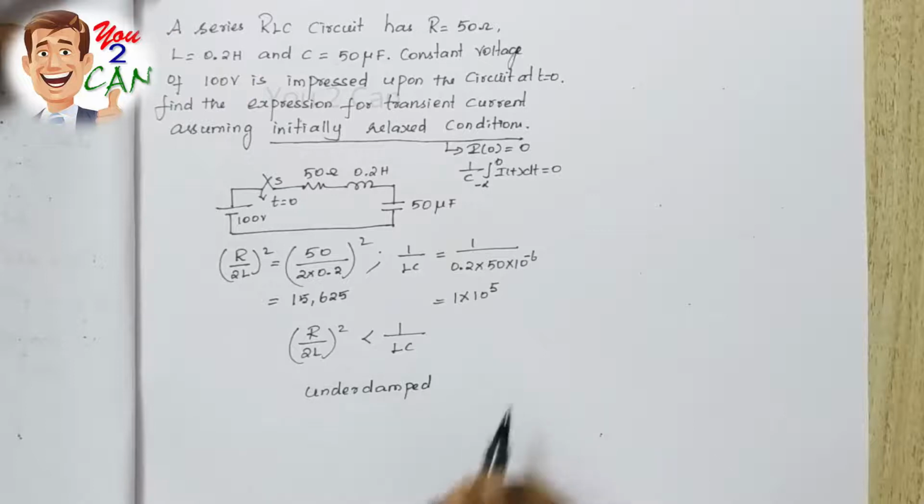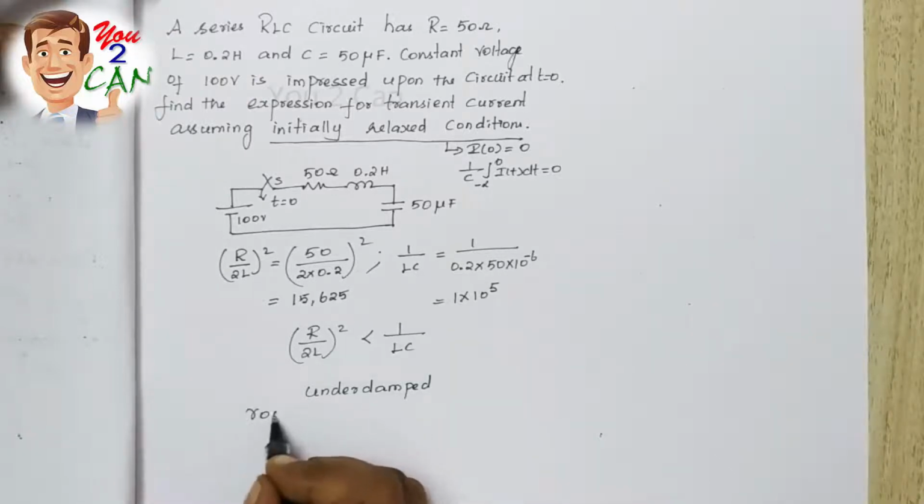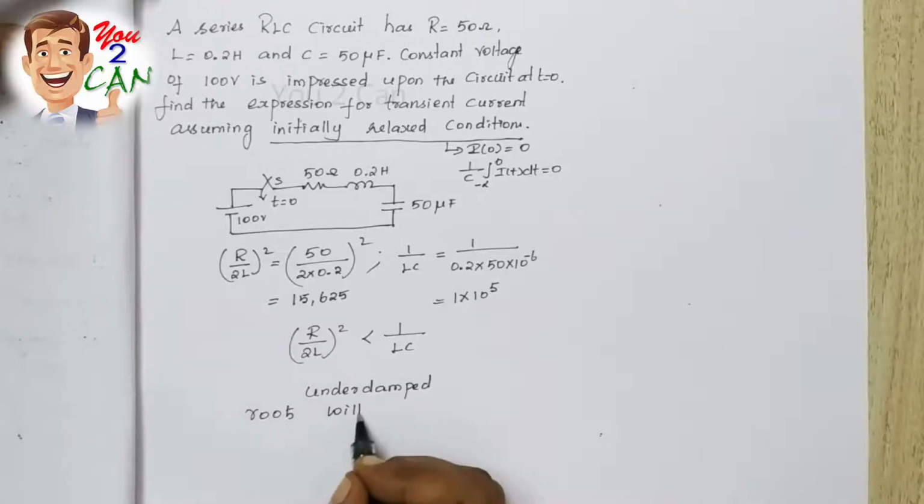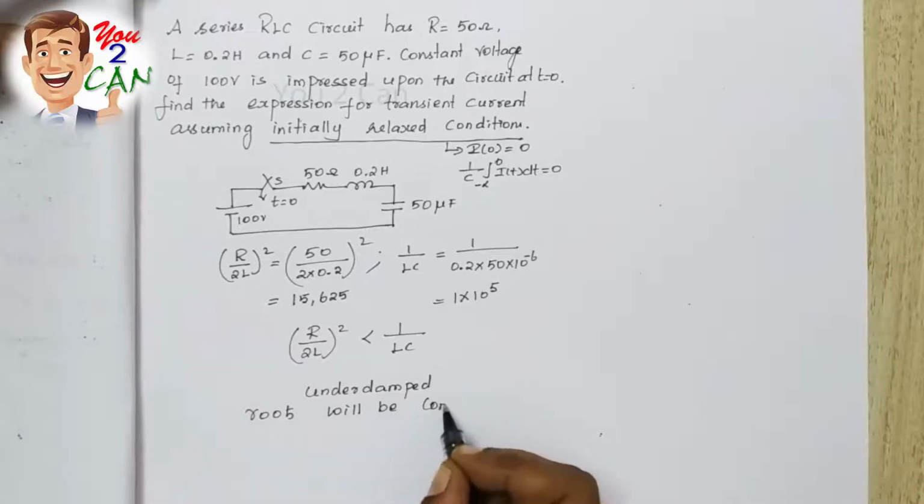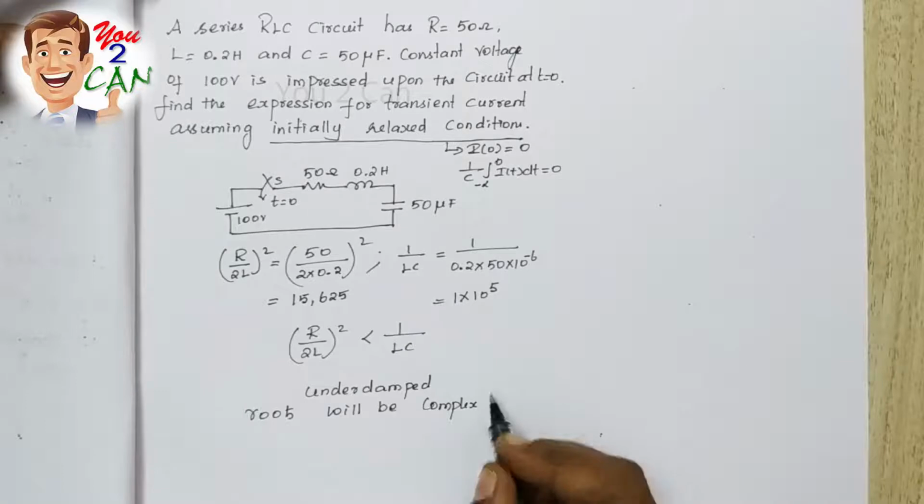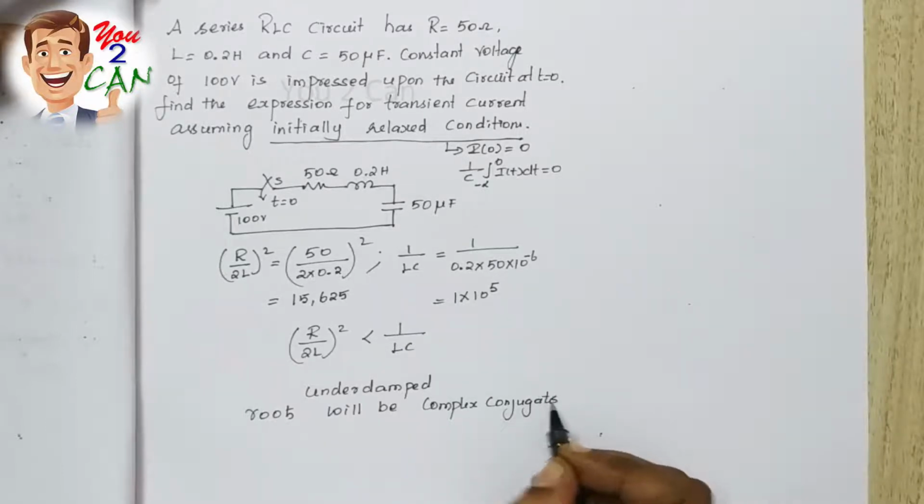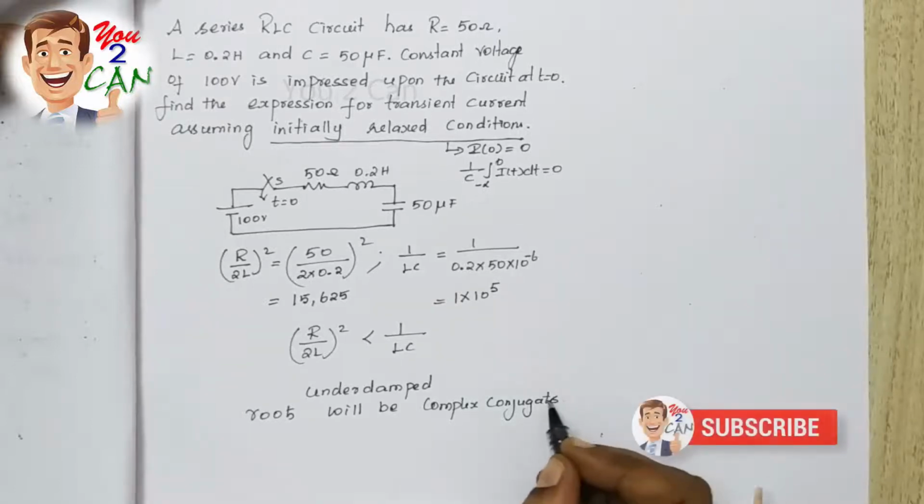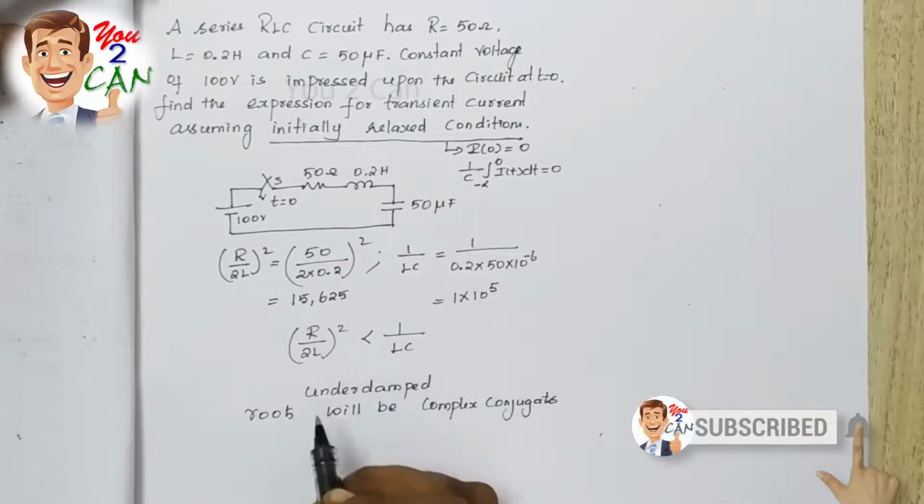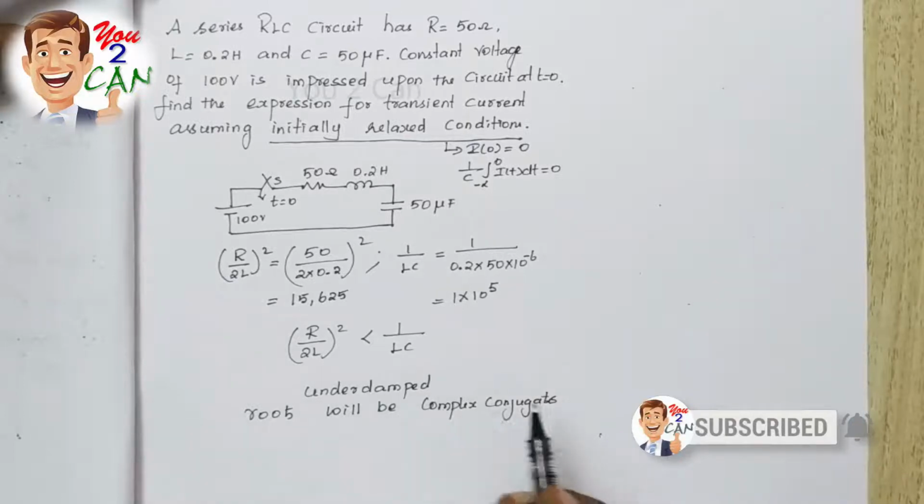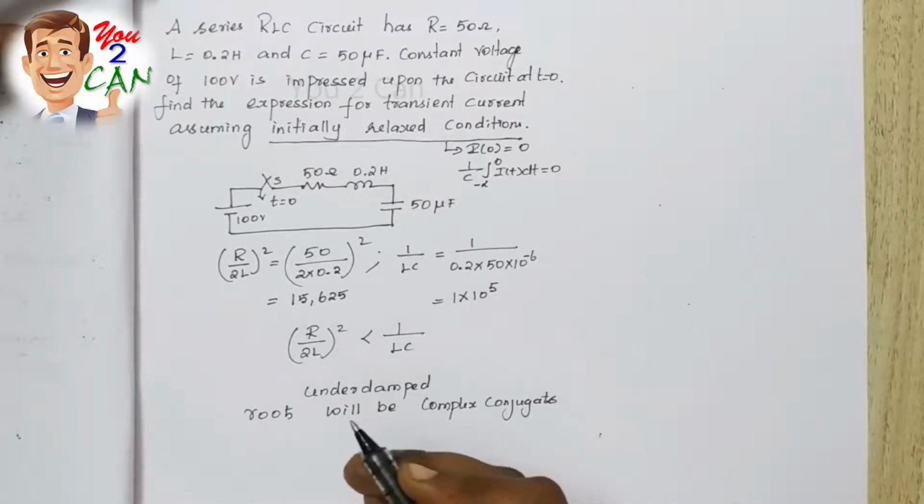So what will be the roots? The roots will be complex conjugates, so the output will be oscillatory. So first you have to compare these and find whether it is underdamped, overdamped or critically damped, then proceed. If it is underdamped, I am going to derive it by a method which you have already seen in your earlier classes also. So you can follow the same method for underdamped cases.